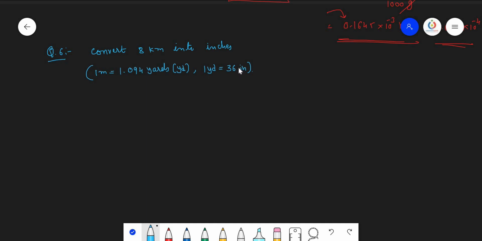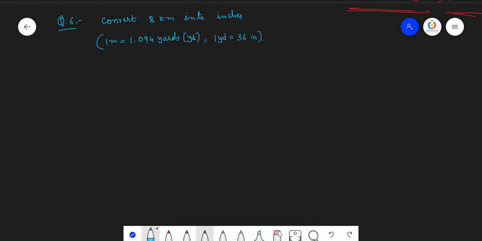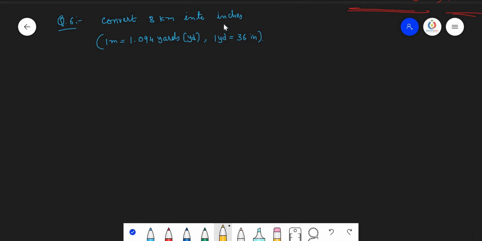So we can follow different methods to solve these questions. First of all, let us try to develop the relations here. We want to convert initially kilometers into finally inches. So let us see the relations here. 1 kilometer equals how many meters? 1000 meters. For this we need to develop the factor: 1 kilometer divided by 1000 meters equals 1, which equals 1000 meters divided by 1 kilometer. This is one relation.